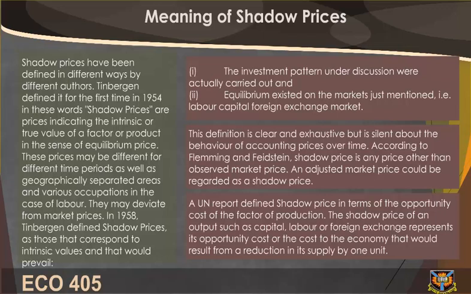According to Fleming and Feldstein, shadow price is any price other than observed market price. An adjusted market price could be regarded as a shadow price. A UN report defined shadow price in terms of the opportunity cost of the factor of production. The shadow price of an output such as capital, labor, or foreign exchange represents its opportunity cost, or the cost to the economy that will result from a reduction in its supply by 1 unit.